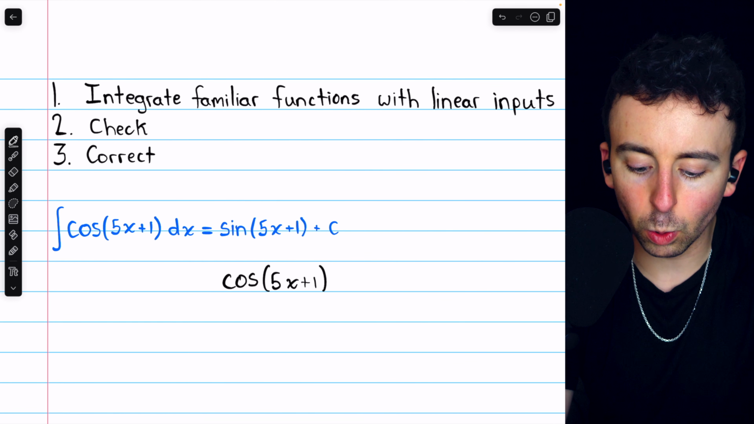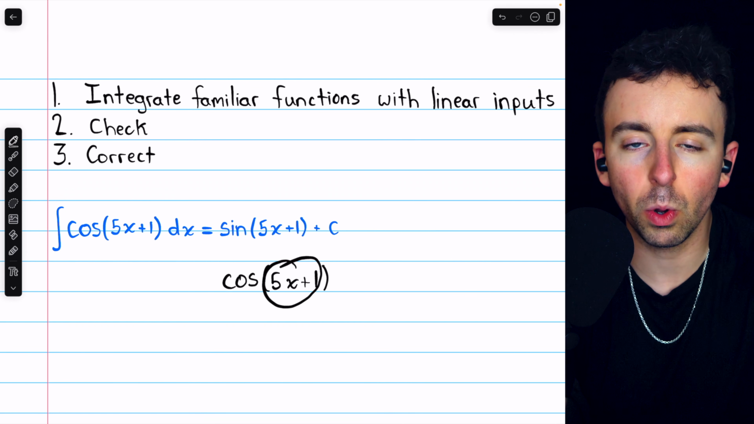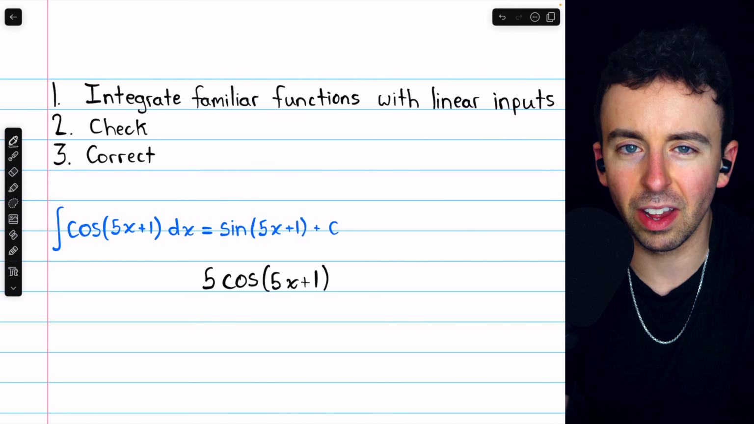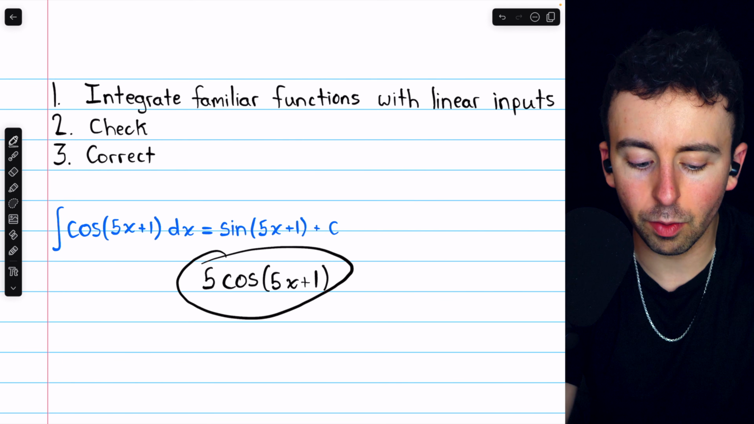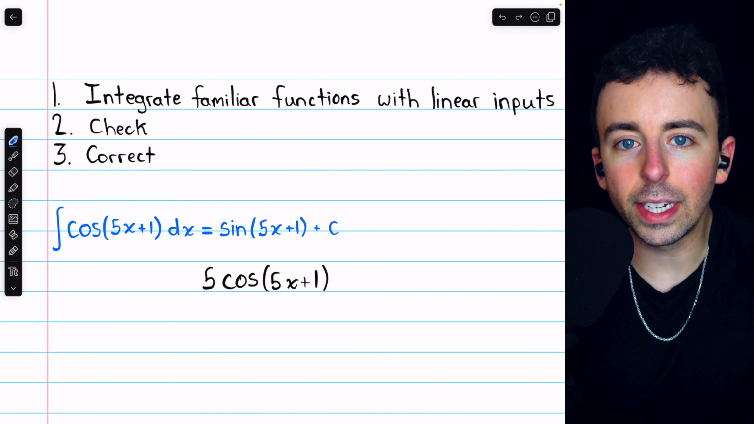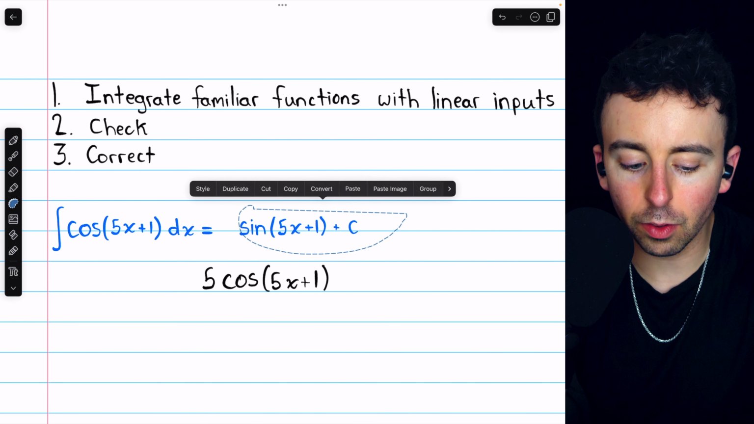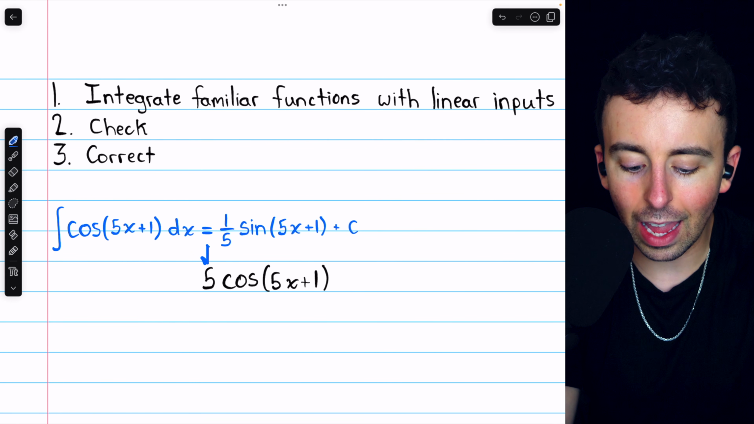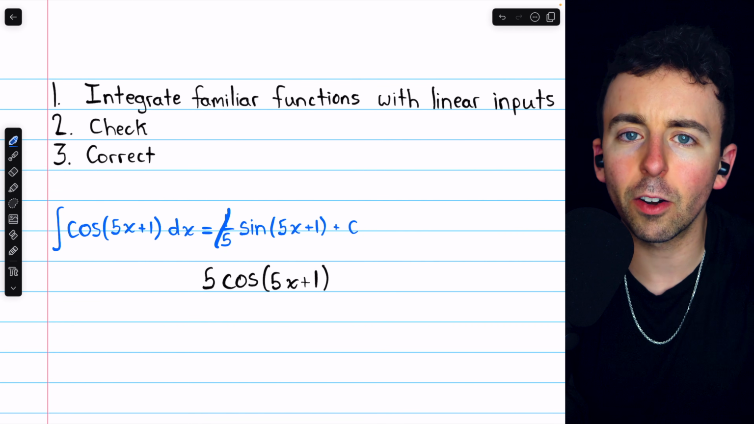But then by the chain rule, we'd also have to multiply by the derivative of that inside function, 5x + 1. The derivative of 5x + 1 is 5, so we would multiply by 5. So we see our answer is not correct, because this has a factor of 5, whereas this, in the integrand, does not. But then it's easy to see what we need to do to correct this answer. If we had included a factor of 1/5 in front of the sine function, then when the chain rule gave us this factor of 5, it would cancel out with that 1/5, and we'd see that our answer is correct.